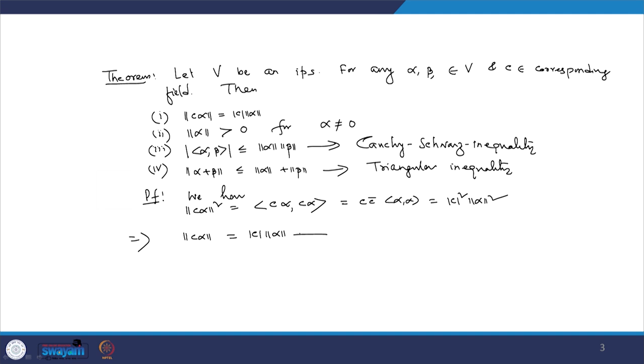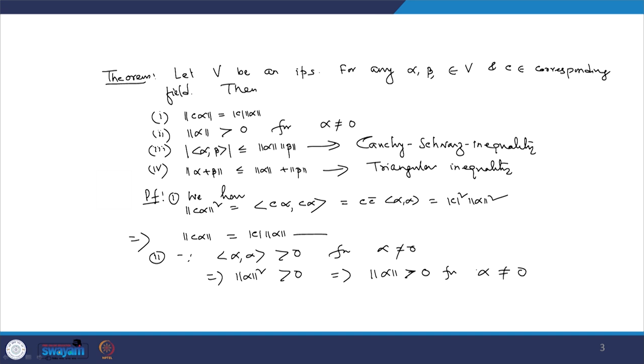And the second one is satisfied, since the inner product of alpha, alpha is strictly greater than 0 for alpha not equal to 0, which implies the norm of alpha squared is strictly greater than 0. So this implies the norm of alpha is strictly greater than 0 for alpha not equal to 0.